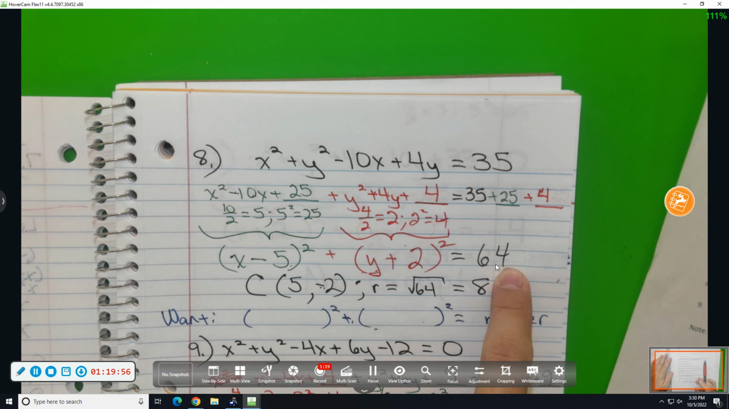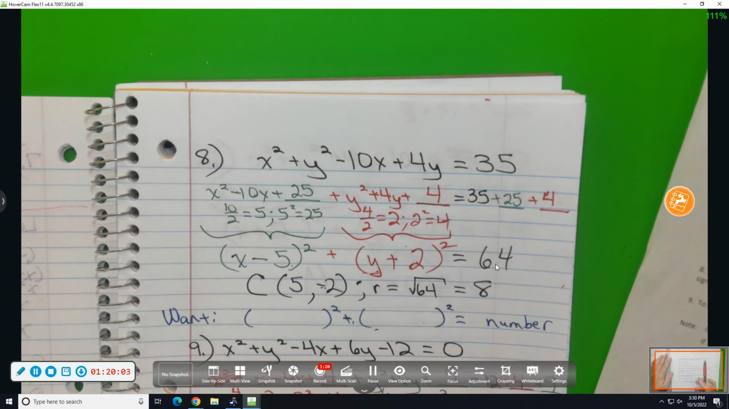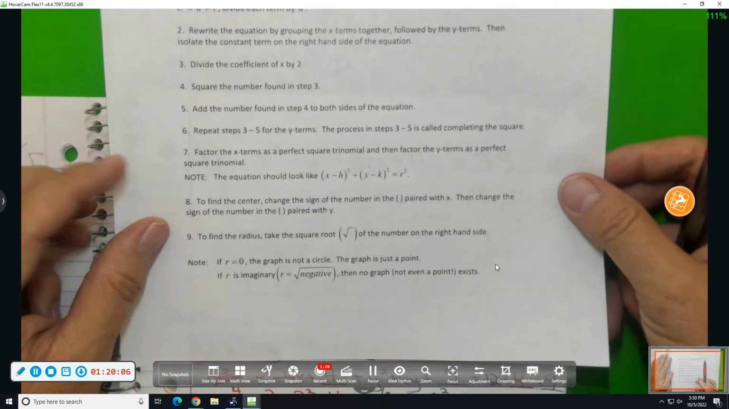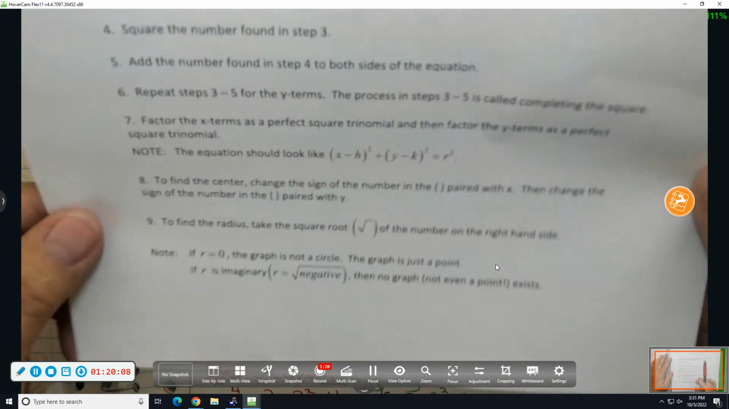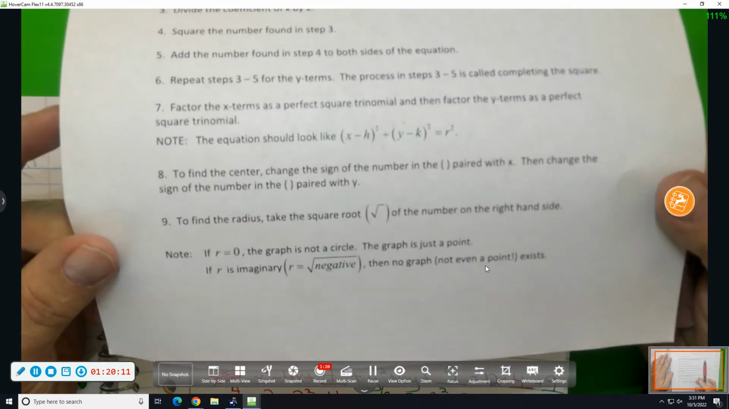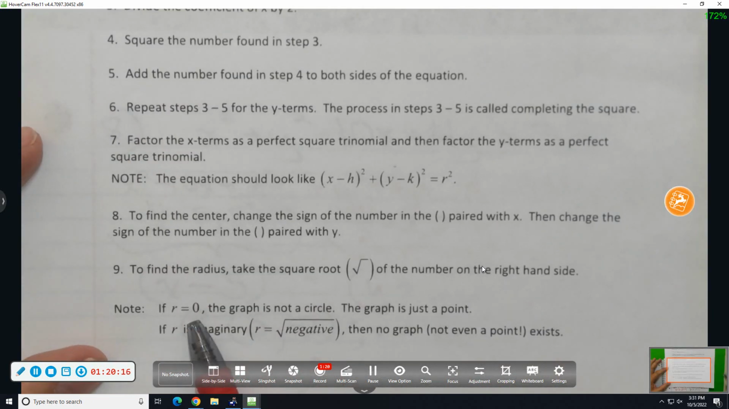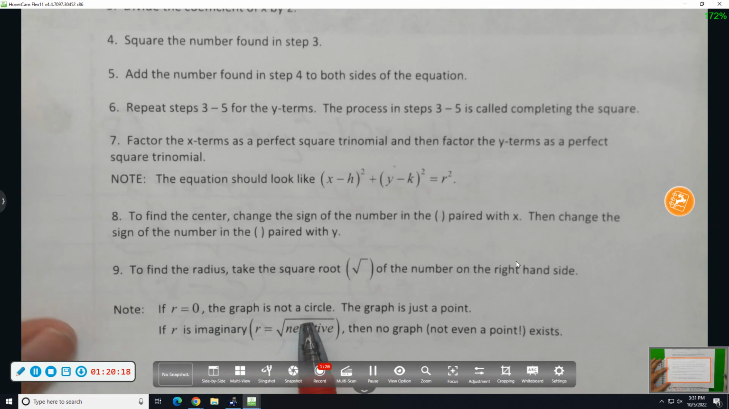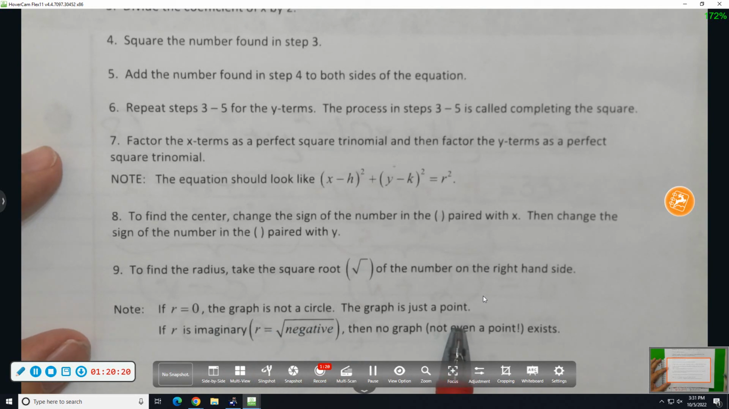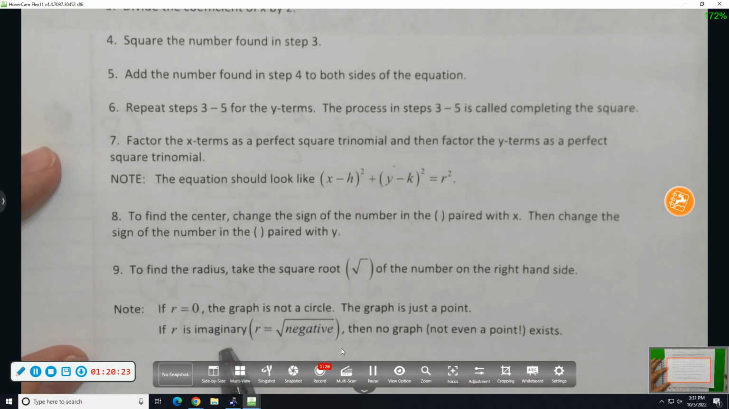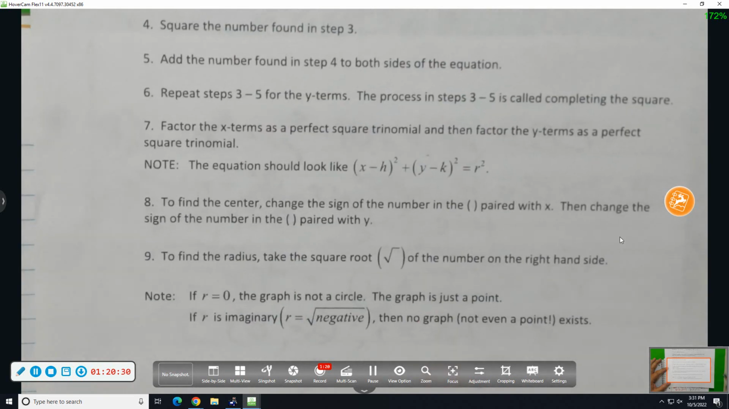So that handout is a little recipe that hopefully will help you go through this completing the square process. But all of that was before the videos. Now you can watch the videos and go through a step. We have a note down here. If r is equal to 0, then the graph isn't a circle, it's just the center point. If r is imaginary, then no graph, not even a center point, exists. So we go through those special cases there.